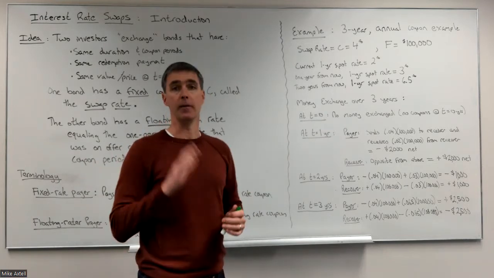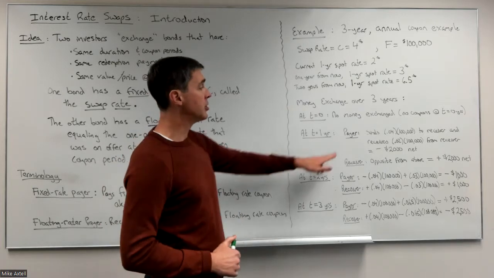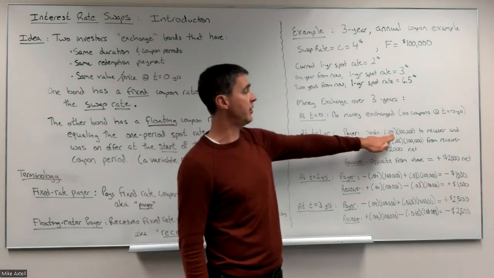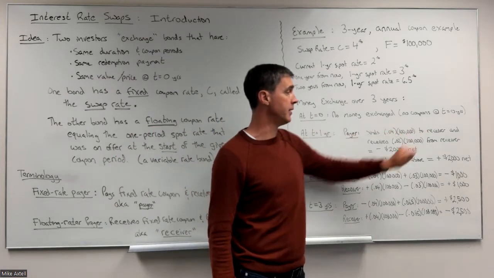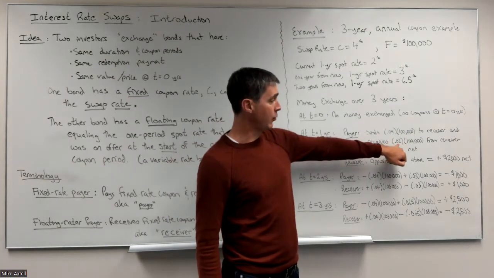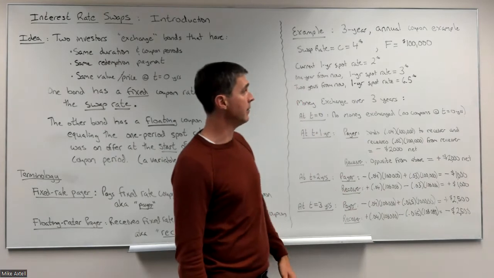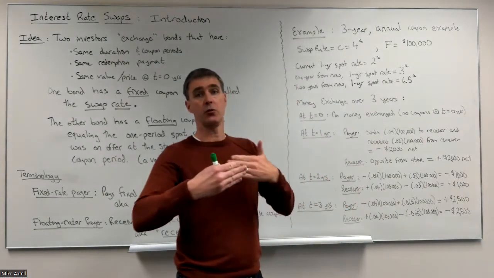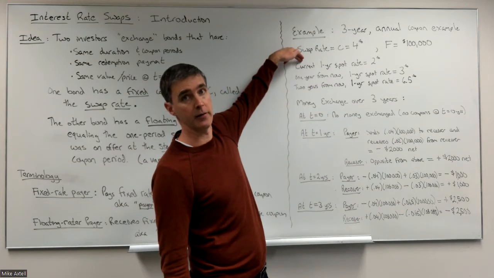At time one, both bonds now pay a coupon that gets exchanged. So the payer is going to send their fixed rate coupon of 4% of face value to the receiver, and they're going to receive that spot rate of 2% times the face value from the receiver. During this first coupon period, the one-year spot rate in effect was 2%.